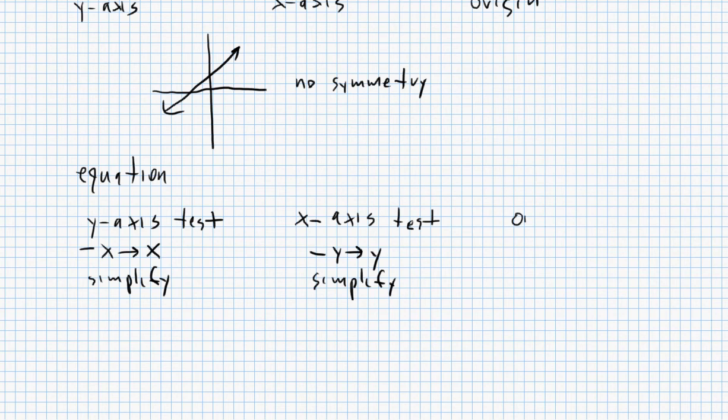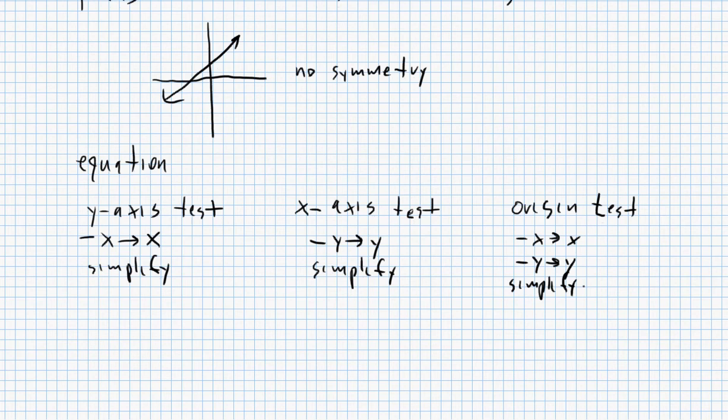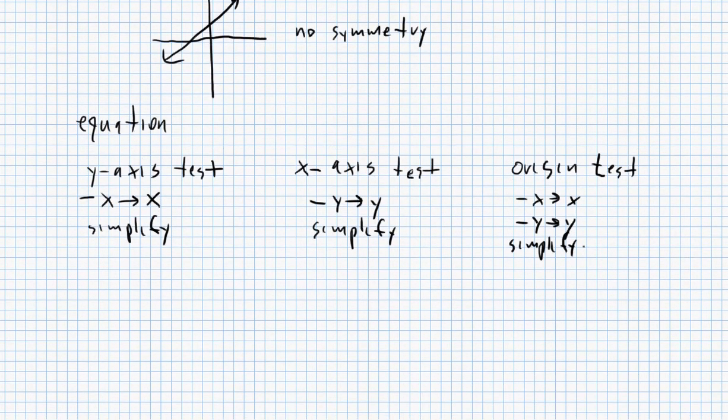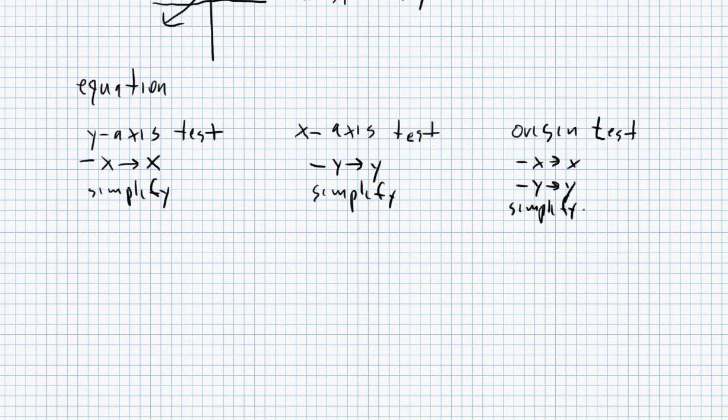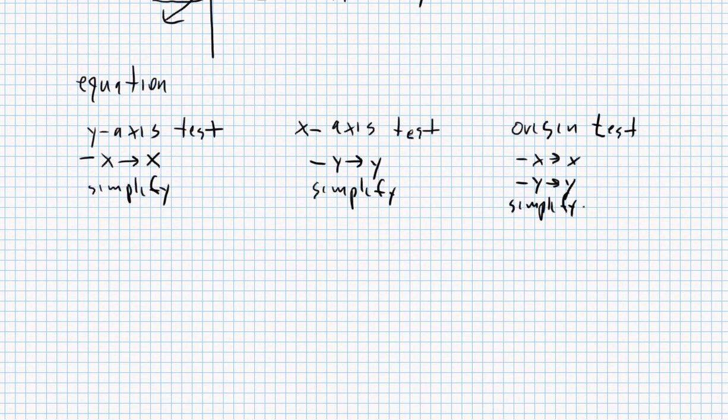Okay, for the origin test, you substitute both: opposite x in for x, opposite y in for y, and then you simplify, and if the result after simplification is the same as the original equation, then were you to graph it, you would see that it would have origin symmetry. Okay, so just a couple of examples. Now, if you've got an equation that fails all three of those tests, then you've got an equation that has no symmetry, and that's how we label it as no symmetry.